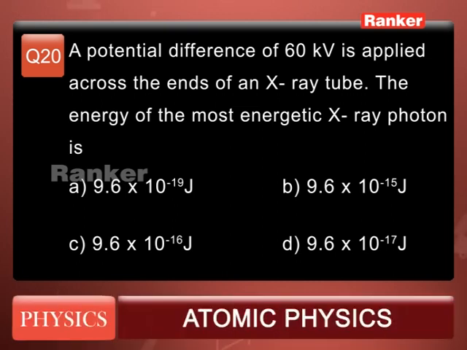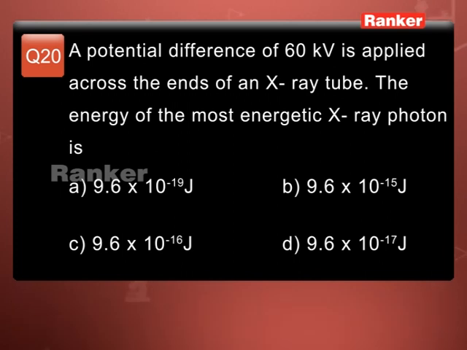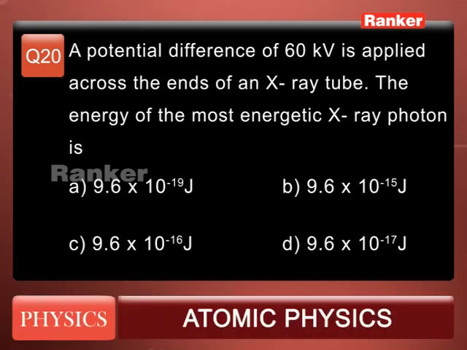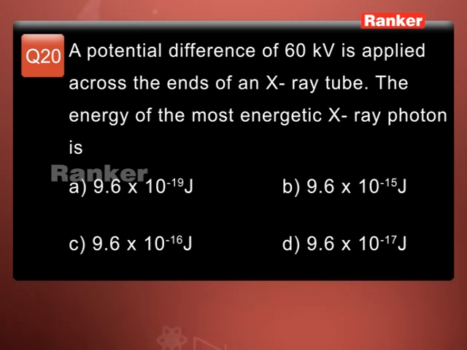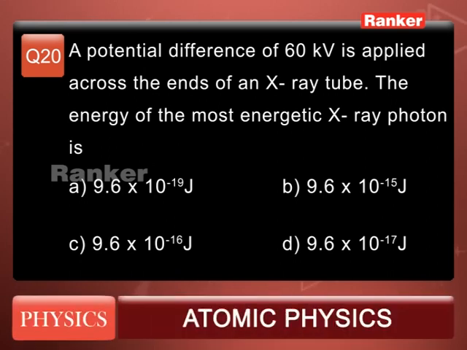You can now understand by looking at the options. First option is given 9.6 into 10 power minus 19 joule. And second option is given 9.6 into 10 power minus 15 joule. And third option 9.6 into 10 power minus 16 joule. And fourth option 9.6 into 10 power minus 17 joule.